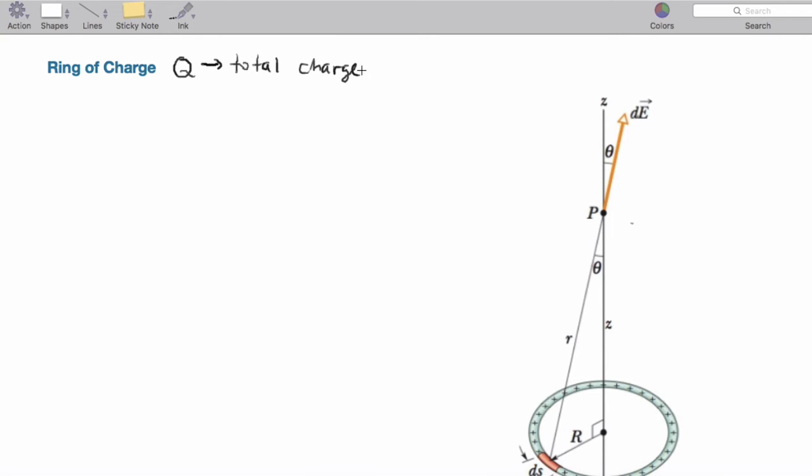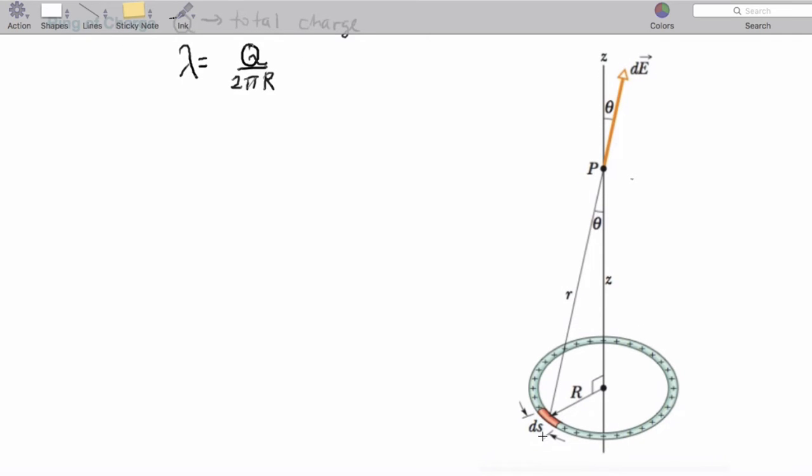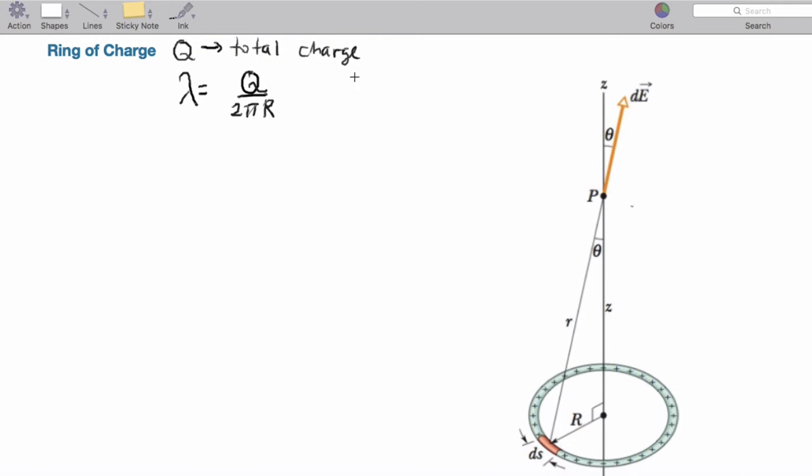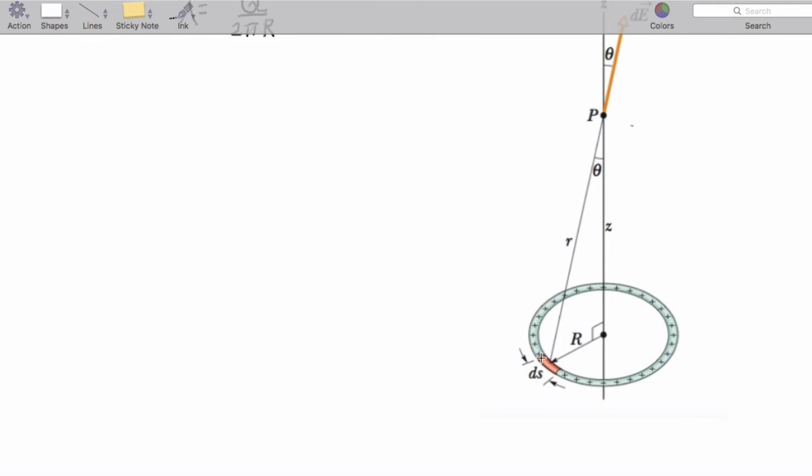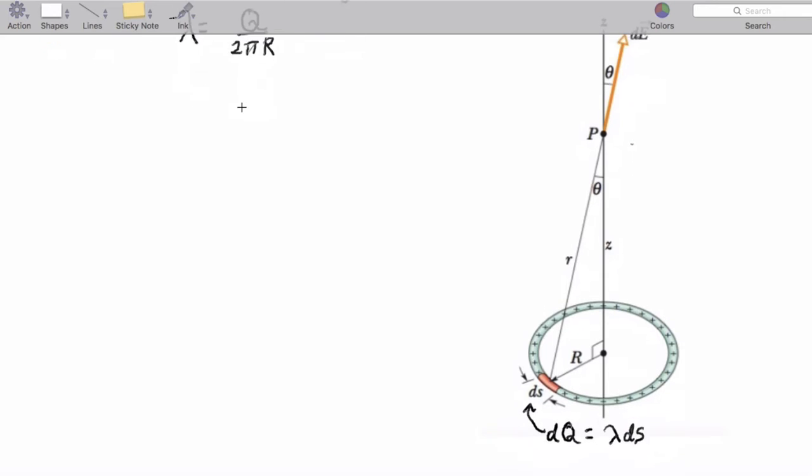But we're going to work in terms of what we call the linear charge density, which is going to be the total charge divided by 2 times pi times r. We're taking this charge and we're smearing it across the circumference. And so what this means is if I have this little chunk of circumference here, then dq is going to equal lambda times ds. And by the way, if you go all the way around the circle, it's 2 pi r. Lambda times 2 pi r gives us our total charge Q.